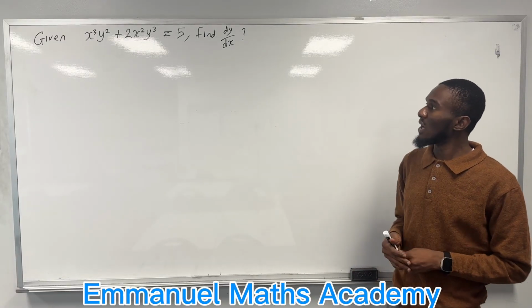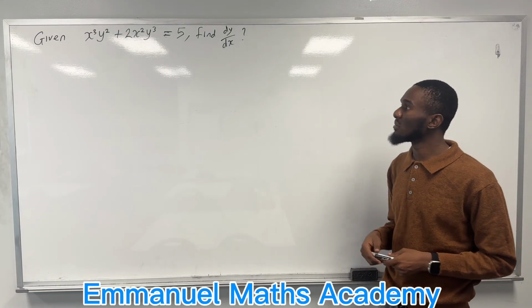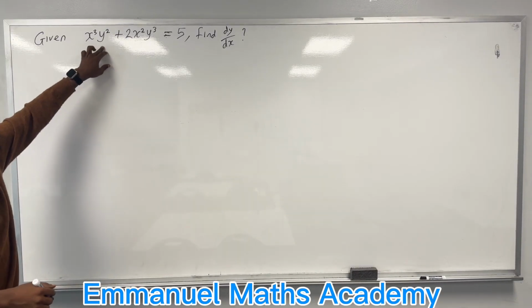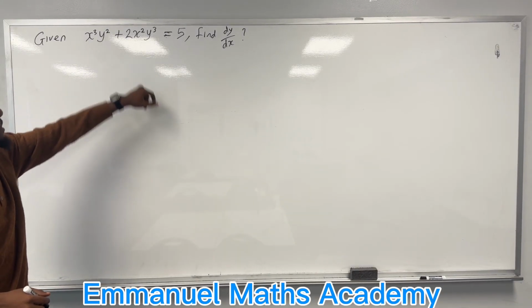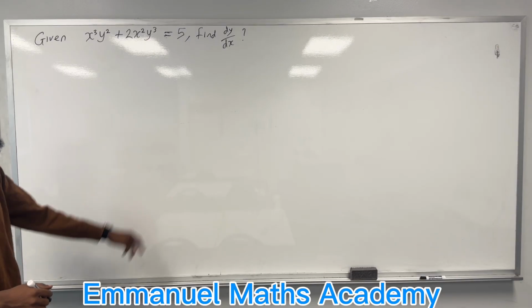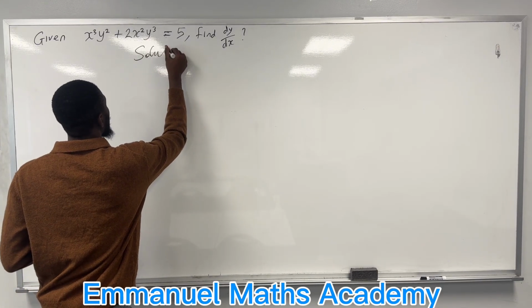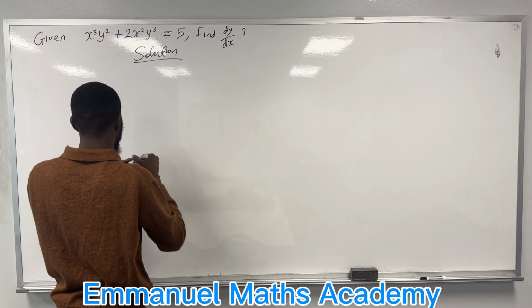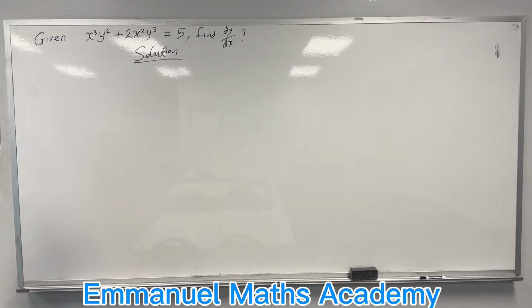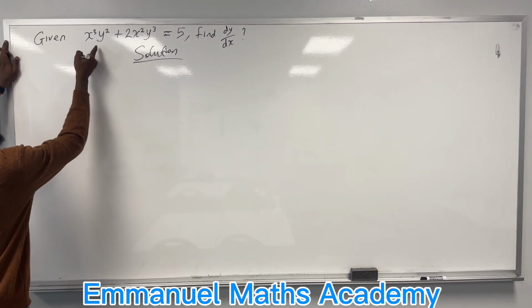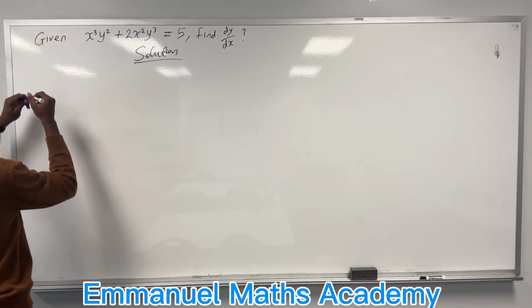Hello, so we want to differentiate this function that we have on the board, right? So we have x cubed y squared plus 2x squared y cubed equal to 5. We'll be differentiating this using the implicit method of differentiation because it is in an implicit form, right? So from this, we have what? Okay, now listen.